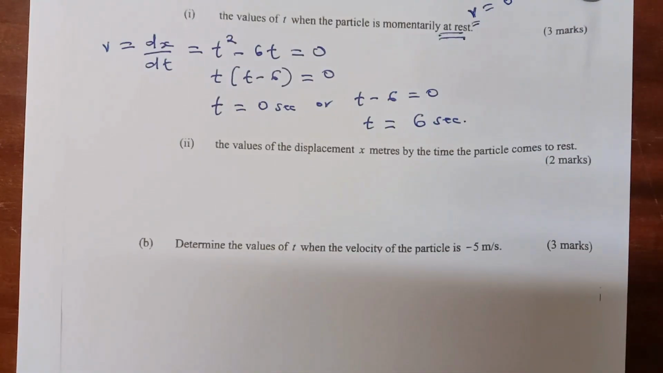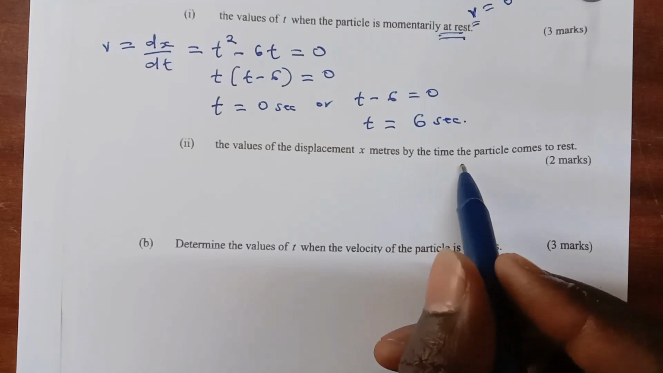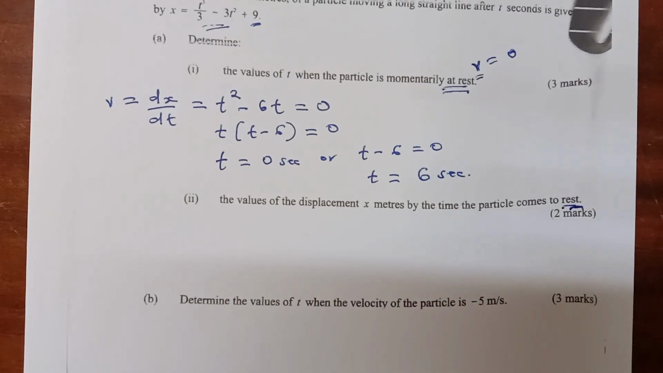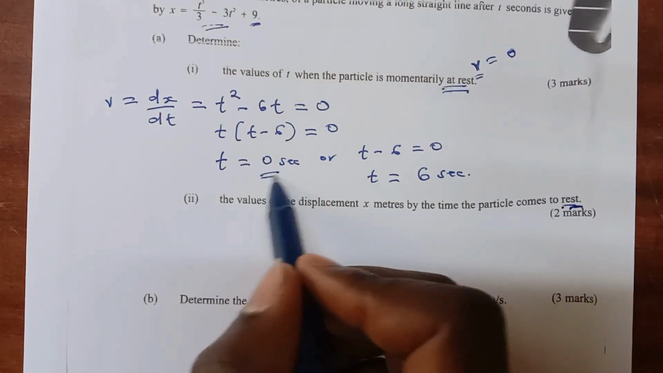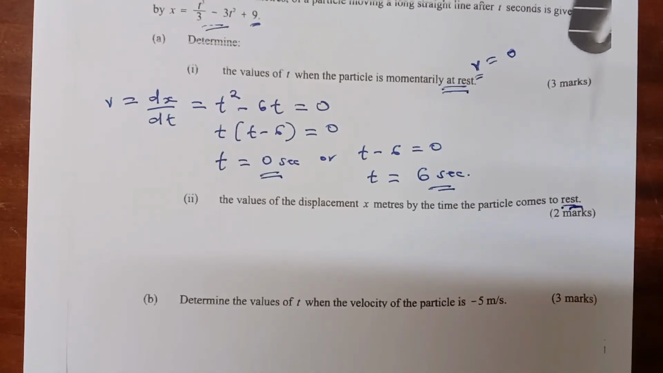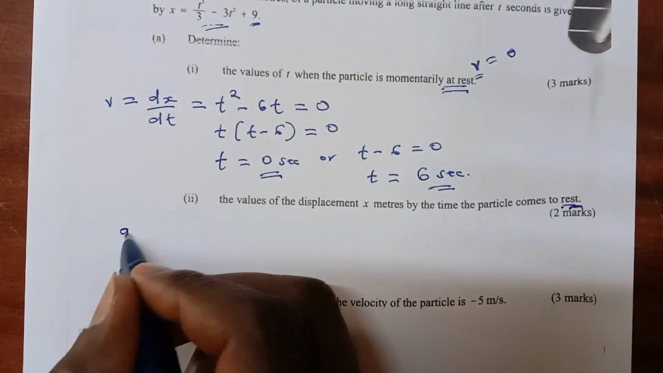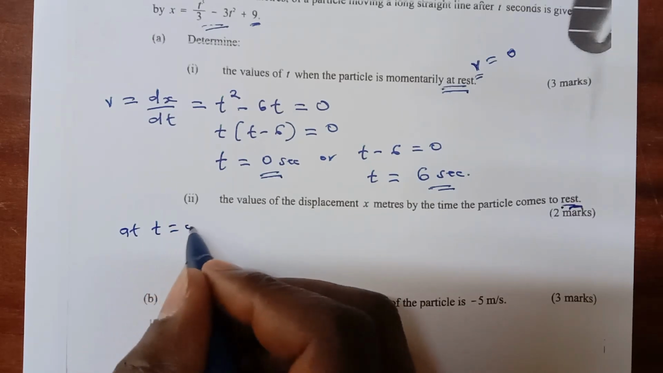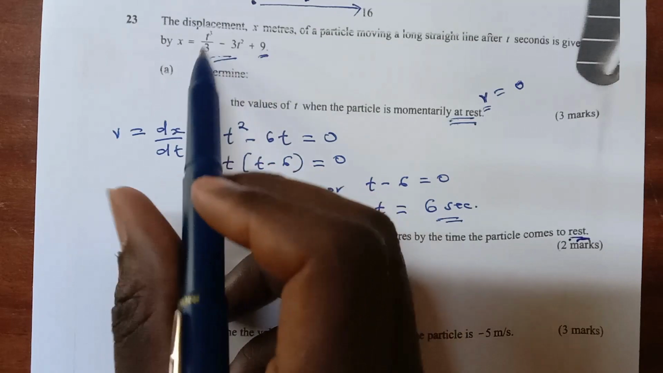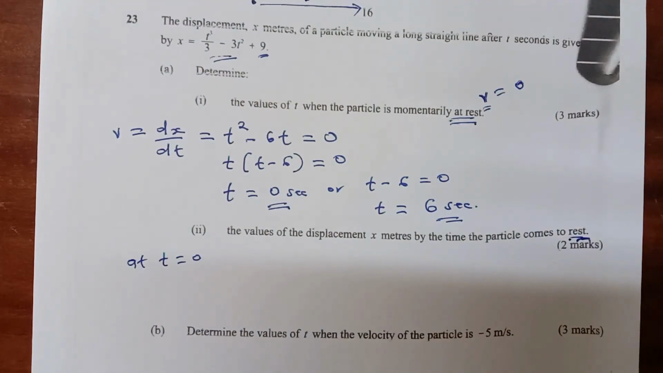Part B wants us to find the value of the displacement x meters by the time the particle comes to rest. Then you ask yourself, when is the particle at rest? The particle is at rest when t equals 0 and when t equals 6 seconds. So at t equals 0, we have this equation for displacement.